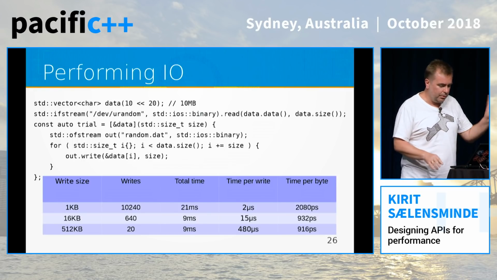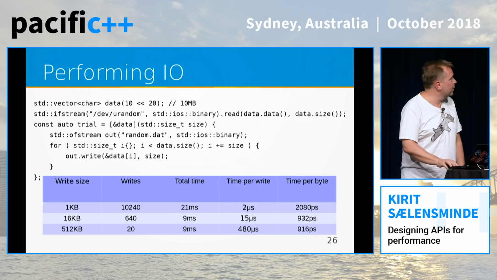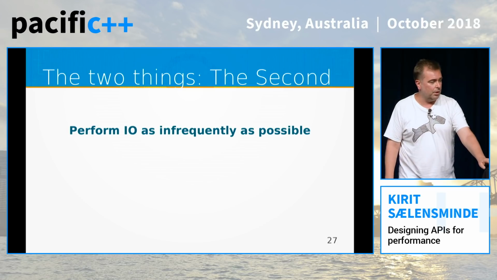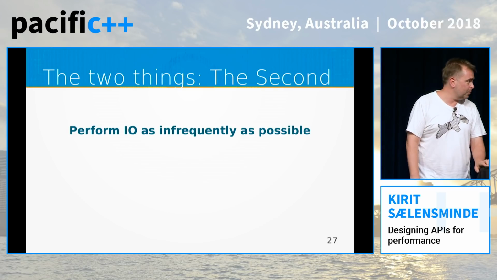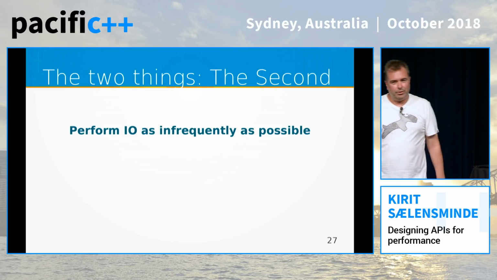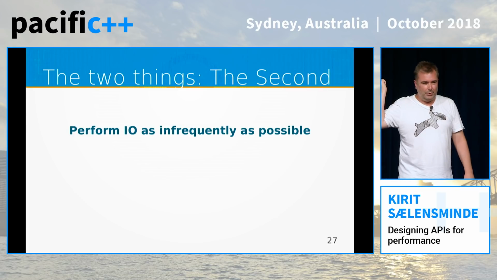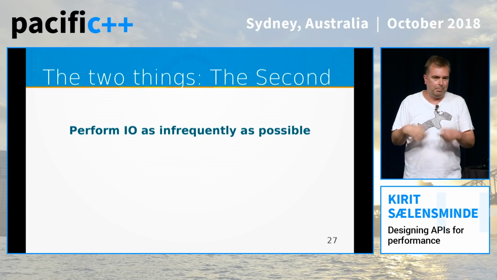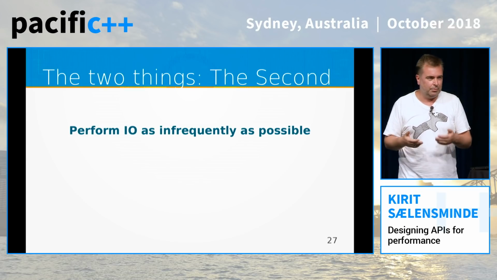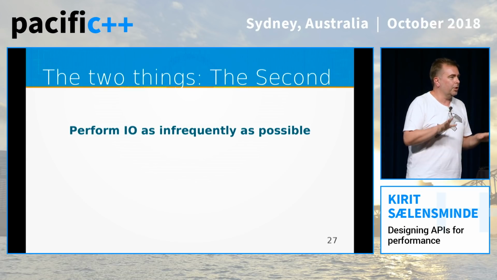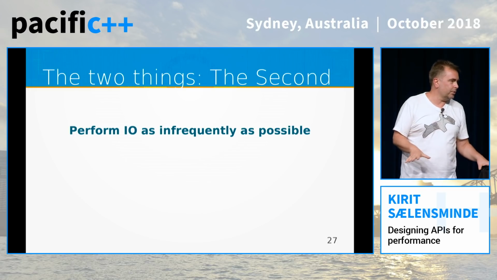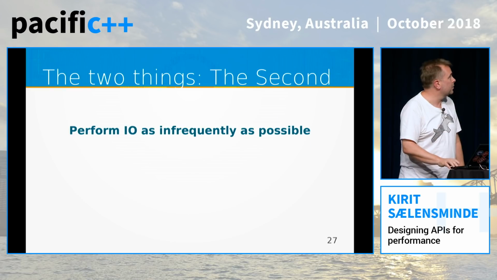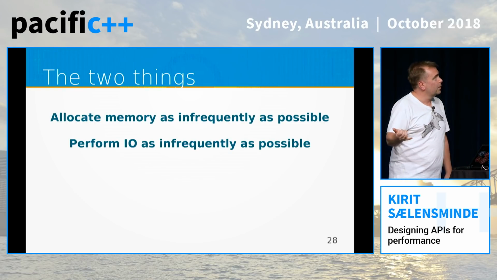So the second of our two things is really the same sort of thing as the first. We're going to perform the I/O as infrequently as possible. And this kind of relates to a lot of stuff like, I think it was Scott's talk this morning, talking about batching writes for the cache at the CPU level. And these are really the same sorts of things applied across the entire API space.